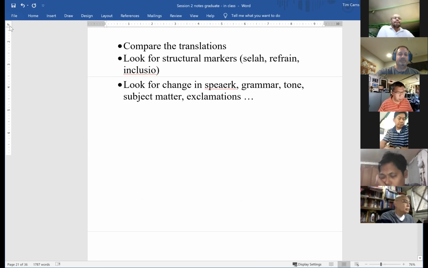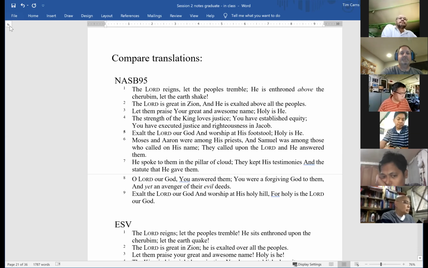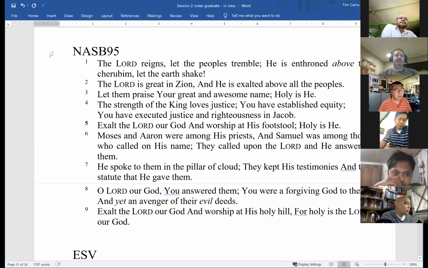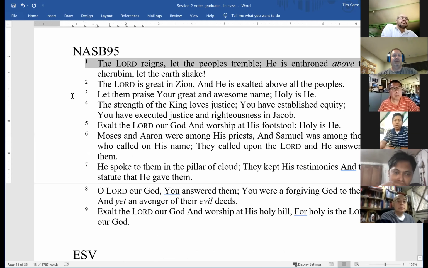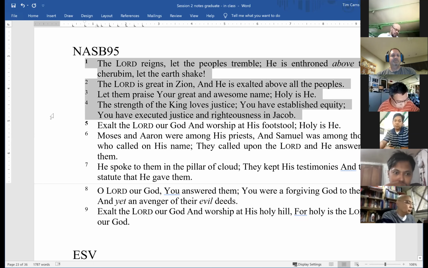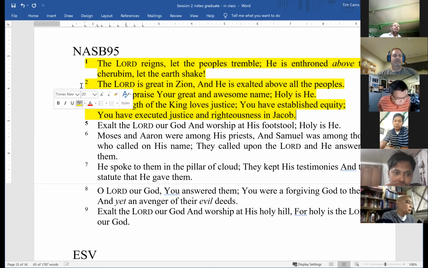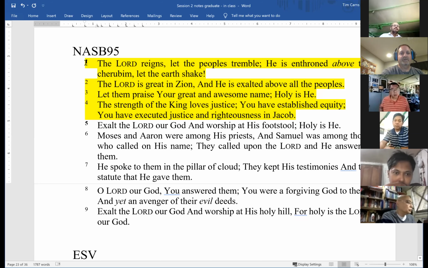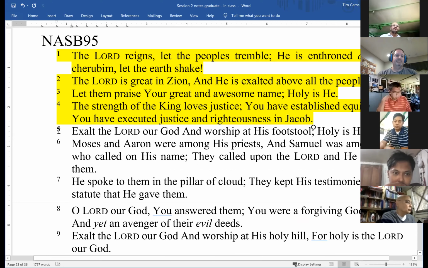So the first thing we're going to do is compare the translations. Again, what I did is I've got these translations here. The New American Standard, I just copied and pasted. If you notice, it has two stanzas, verses 1 through 4. Notice verse 1 is boldface and verse 5 is boldface. So the New American Standard sees two stanzas here.